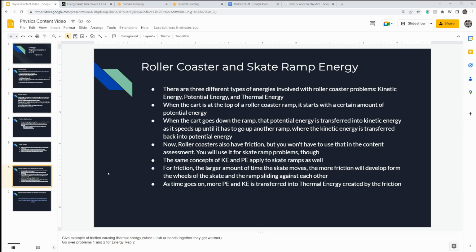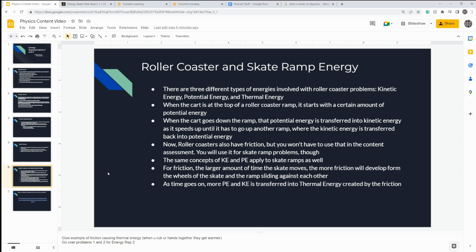Now the roller coasters also have friction. This is like a real world thing, right? But you won't have to really use that in the content assessment, at least not for roller coaster problems. And if you do, what I'm going to explain here is going to apply to roller coasters as well. But you'll at least use it for skate ramp problems, like a guy on a skateboard riding up and down a ramp. So the same concepts of kinetic and potential energy apply to the skate ramp problems as well, as we just explained. And for friction, the larger amount of time the skateboard or roller skates or whatever move, the more friction will develop from the wheels of the skate and the ramp sliding against each other.